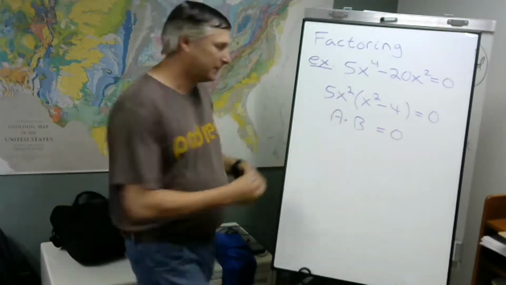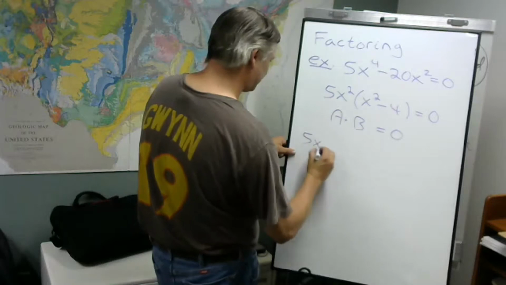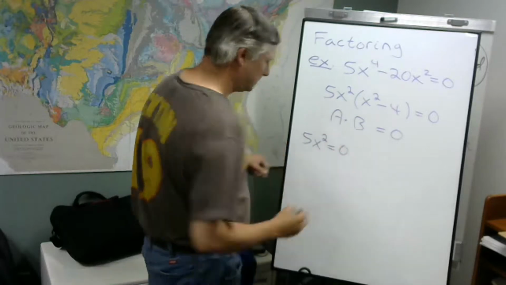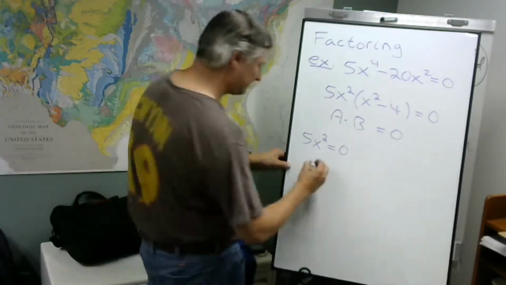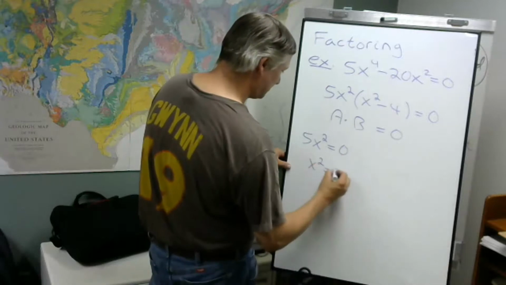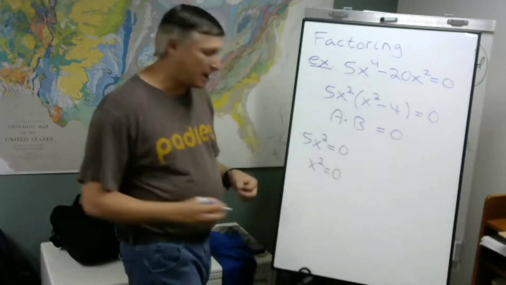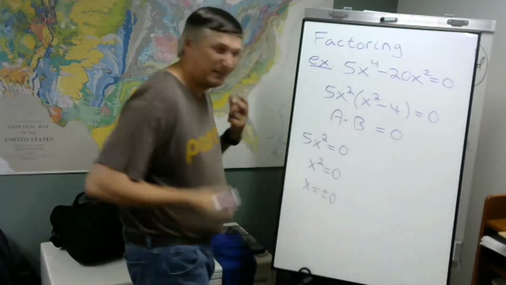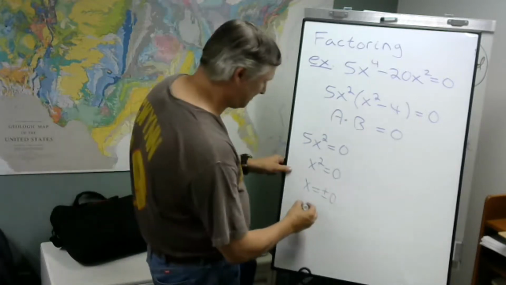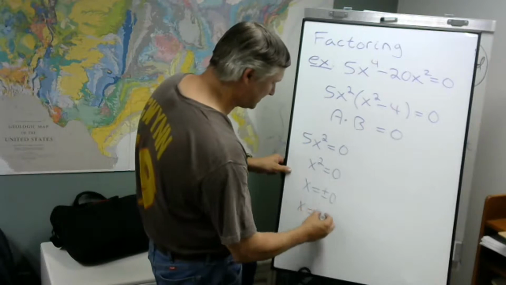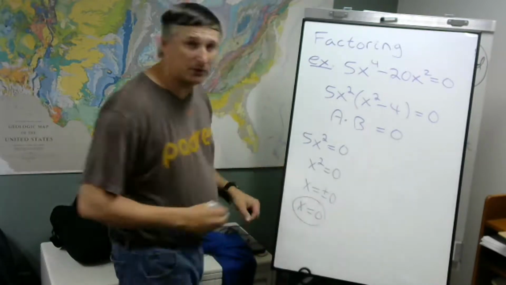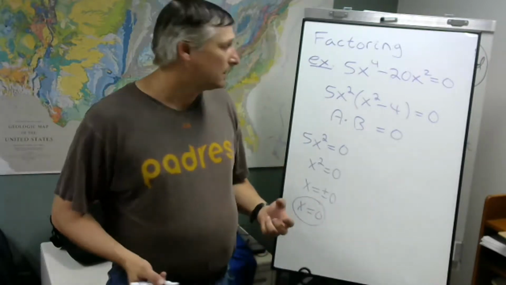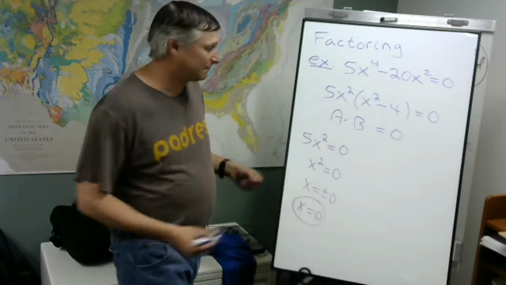So first, let's consider this one. Divide both sides by 5. Square root both sides. And really, 0 is only 0 here, regardless if you put a plus or minus in front of it. And I'm just going to circle it, because what's important about this section, we want to check our answers.